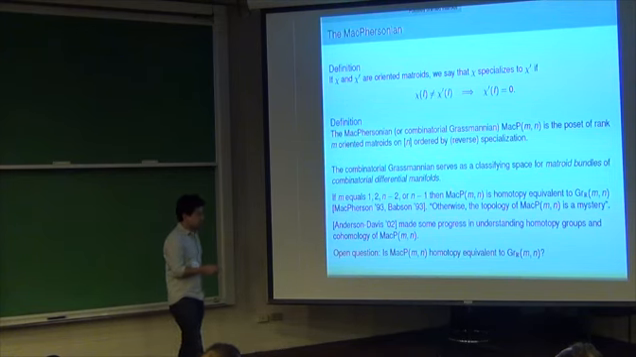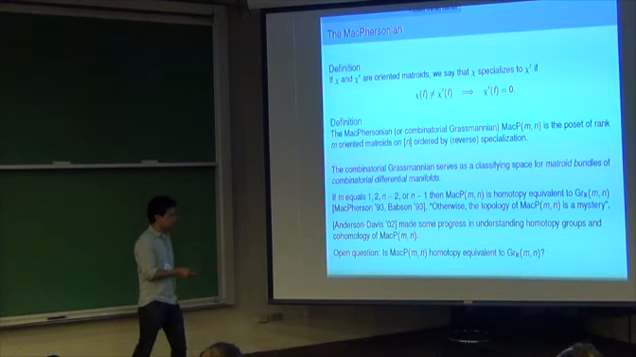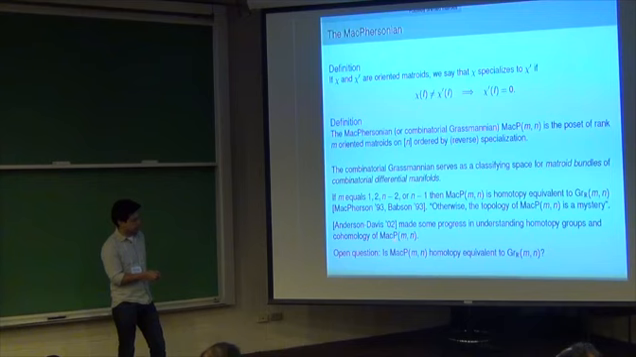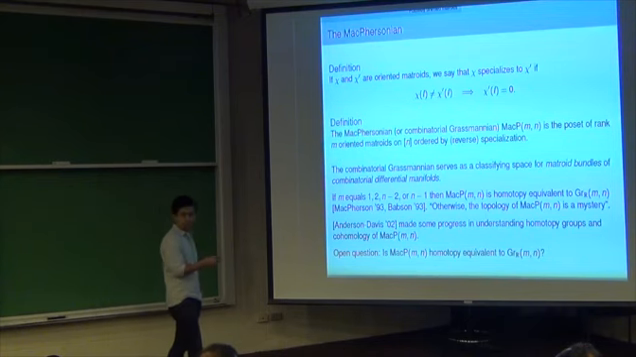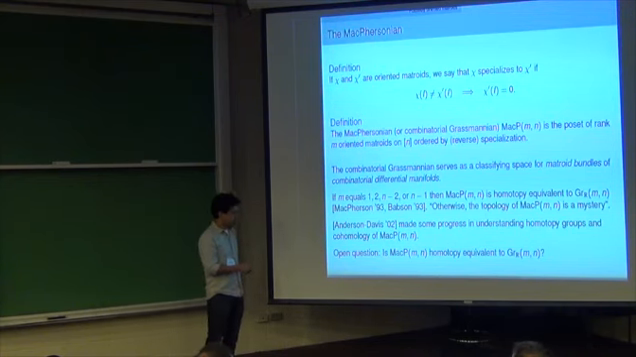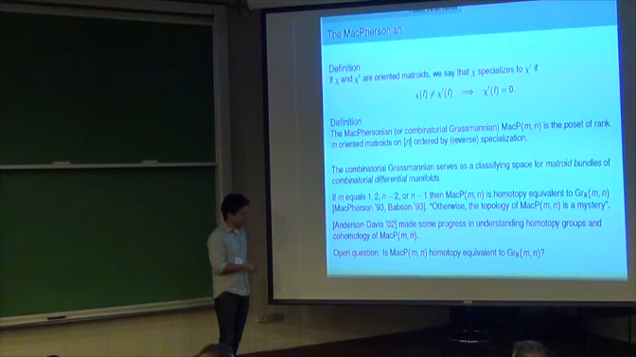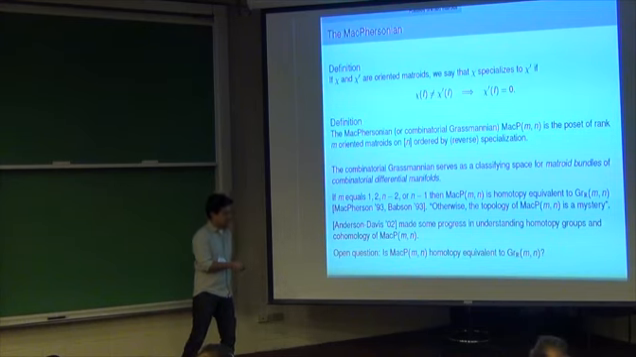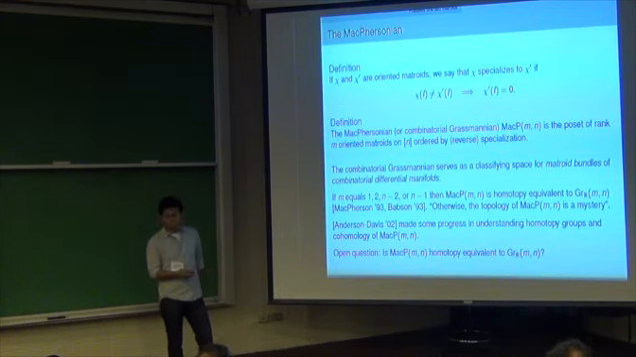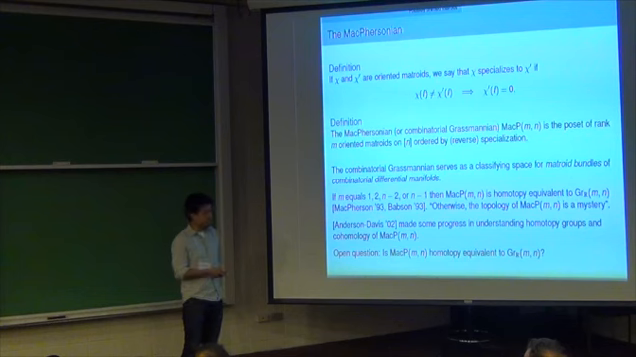So Anderson and Davis made some progress understanding homotopy groups and some homology groups of the Macphersonian, but we don't know much more than that. So the big open question, I guess, is: is the Macphersonian homotopy equivalent to a real Grassmannian for any m?